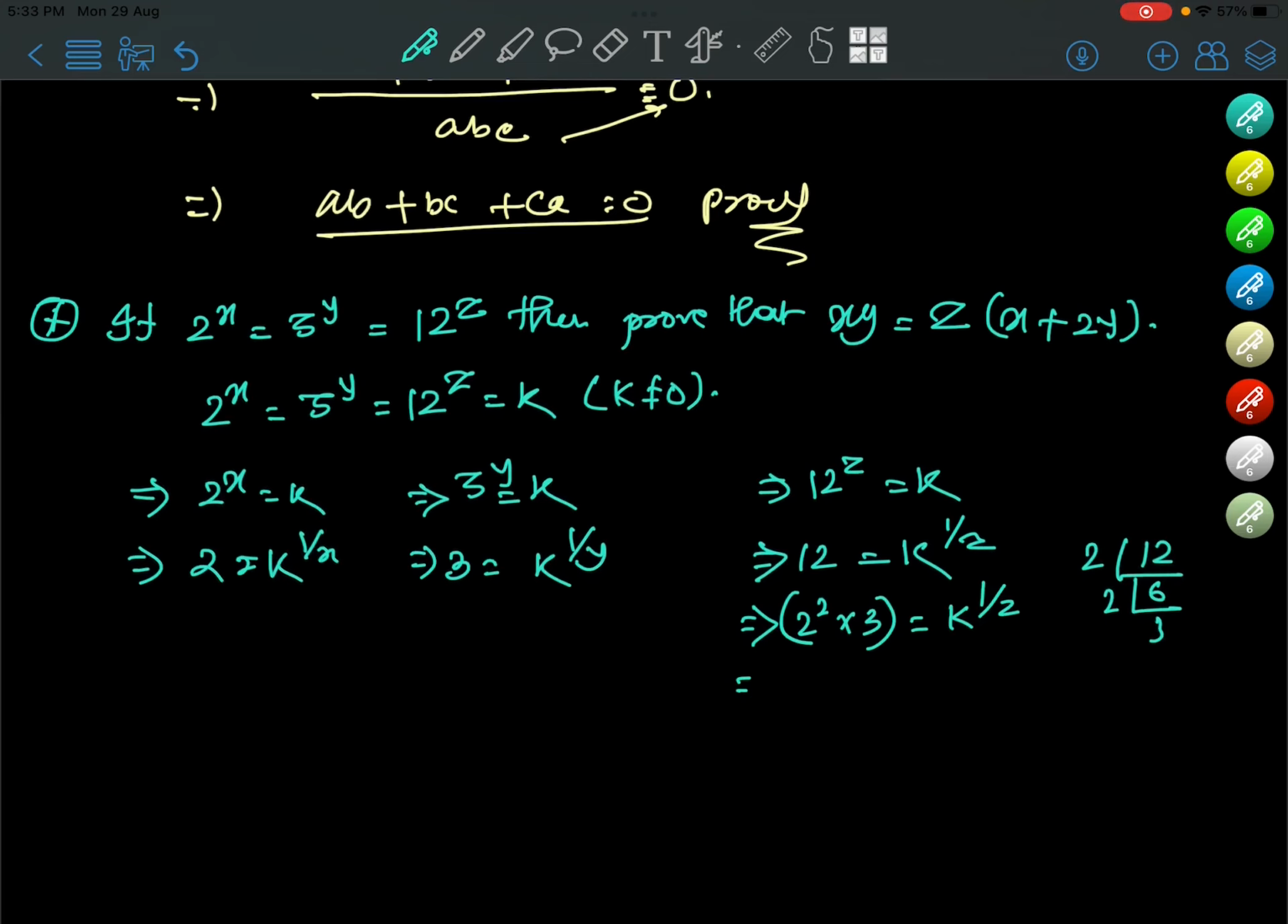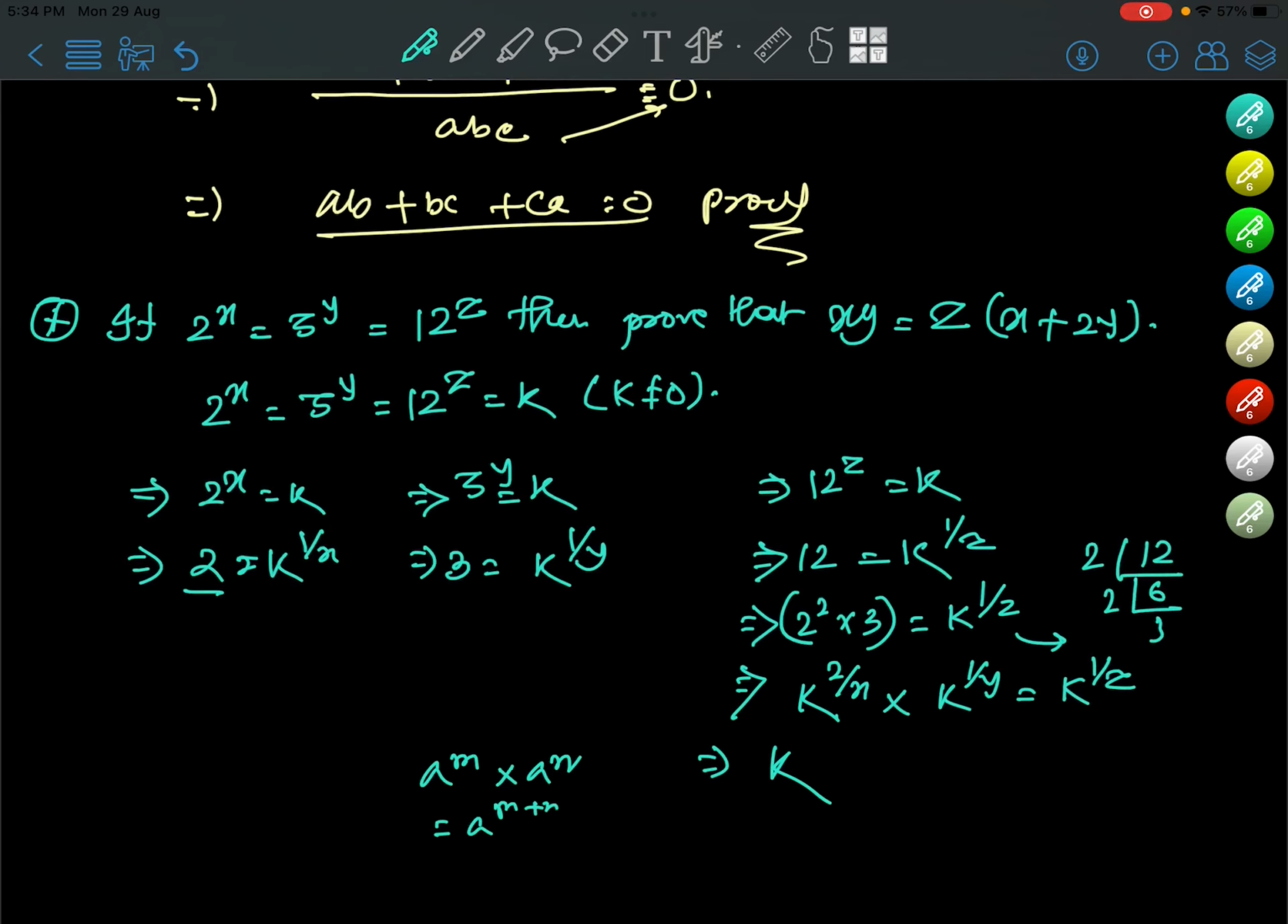Now we will put the value of 2 over here in the third condition. That means k to the power 2 by x into k to the power 1 by y equals k to the power 1 by z. Now we will apply the same formula: a to the power m into a to the power n equals a to the power m plus n. Now k to the power (2 by x plus 1 by y) equals k to the power 1 by z.